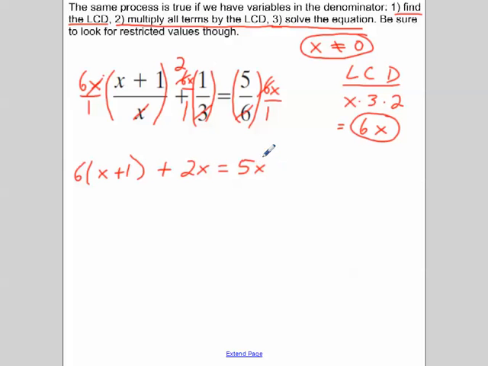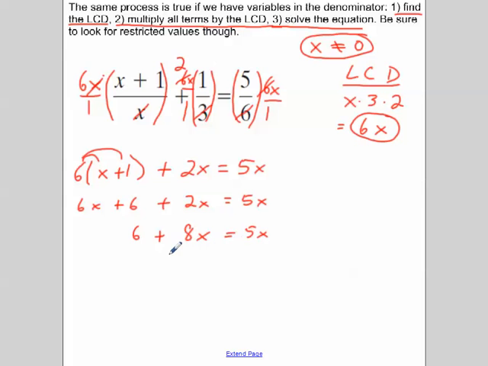Now this equation is very simple. It's much simpler to solve than our original equation. All we have to do now is distribute this and then solve for x. 6 times x is 6x, plus 6, plus 2x equals 5x. Combine like terms on the left: 6x plus 2x gives me 8x. So 6 plus 8x equals 5x.